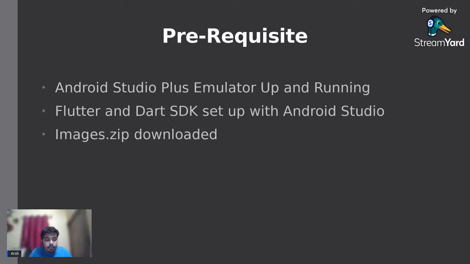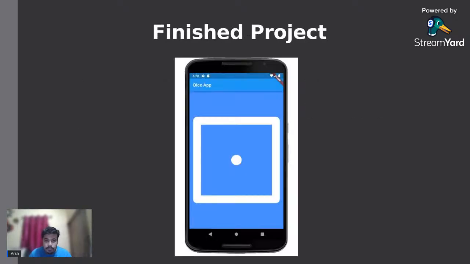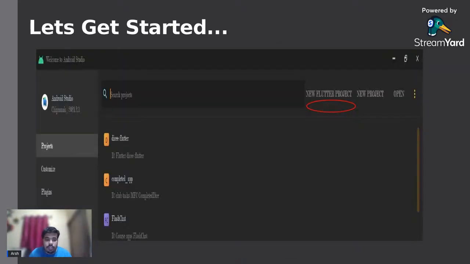Before moving to the coding part of this session, as indicated to you by our stories, you must have Android Studio and an emulator running, and the Flutter and Dart SDK set up. It was available on the story link. Also, the emulator is optional. You could also use your physical device. And images.zip is a file that will be provided to you shortly for the session. If we move on, this is what our finished project is. It will be a dice app where, when you click, the image will change. Okay, so let's get started. Let me share my screen.